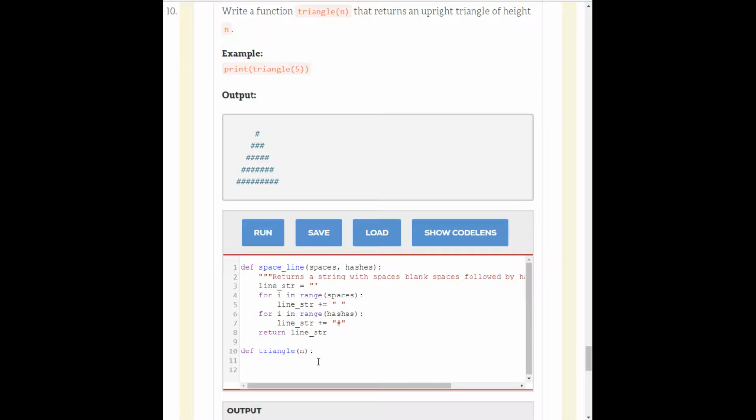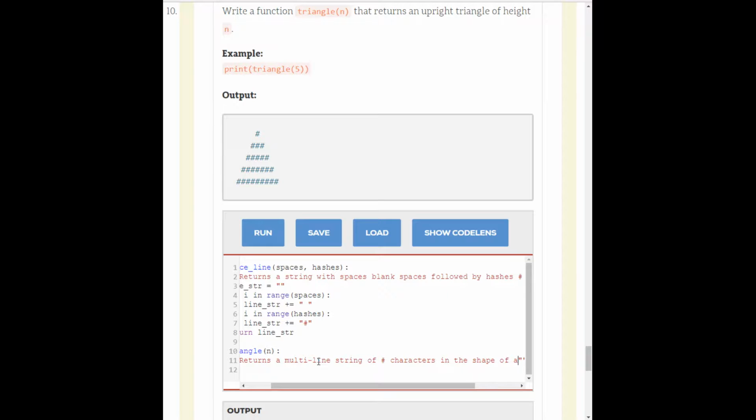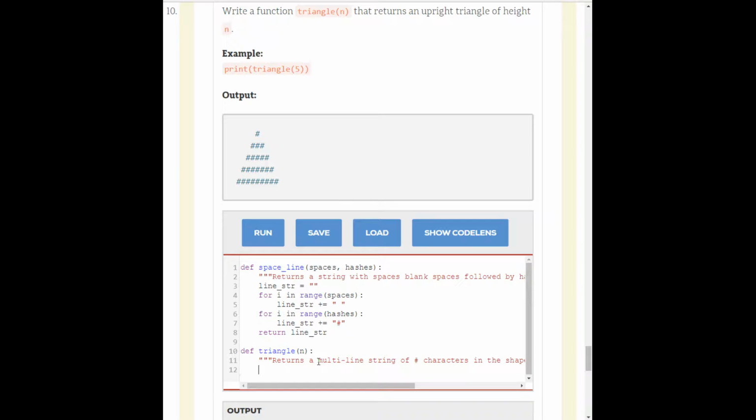If you weren't able to do that, first I'm always going to start with my docstring. Returns a multi-line string of hash characters in the shape of an upright triangle of height n. In this case, I'll walk through it step by step: think about what we would need to do to draw this first line.